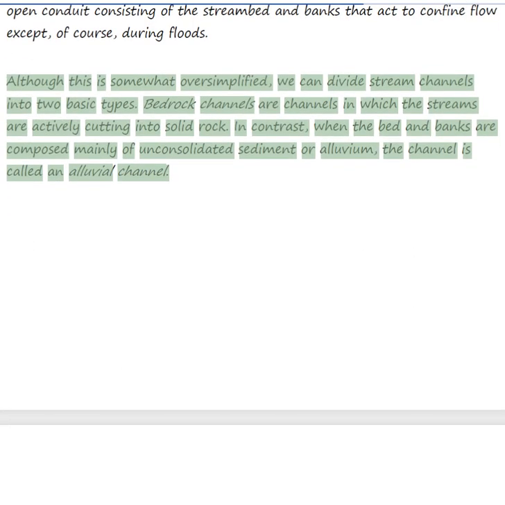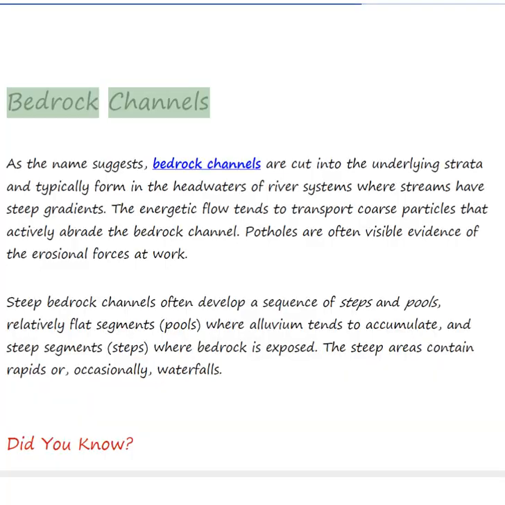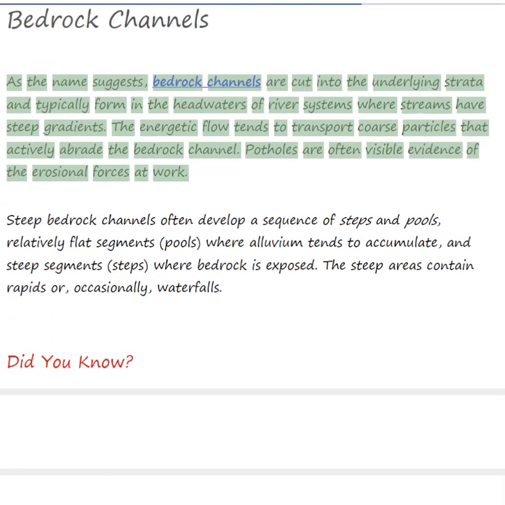Although this is somewhat oversimplified, we can divide stream channels into two basic types. Bedrock channels are channels in which the streams are actively cutting into solid rock. In contrast, when the bed and banks are composed mainly of unconsolidated sediment or alluvium, the channel is called an alluvial channel.